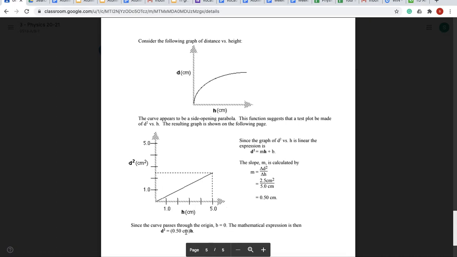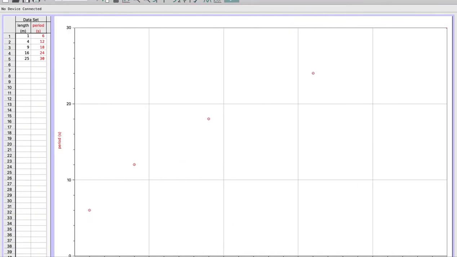But let's look at our period versus length data. So I showed this in class yesterday, but I think it's important to see it again. So I'm going to pull up my Logger Pro graph, and what you see here is period versus length. My lengths are here, my period is here. Now I just want to look at these numbers and let's analyze them a little bit.